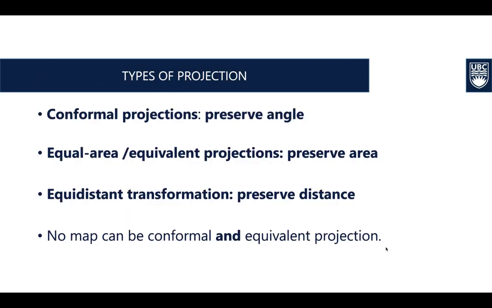There are three types of projection systems. There are conformal projections, which are like the Mercator projection, that preserve angles, equal area or equivalent projections, which preserve area, but not necessarily angles, and equidistant transformations, which preserve distances. No map can be both conformal and an equivalent projection.